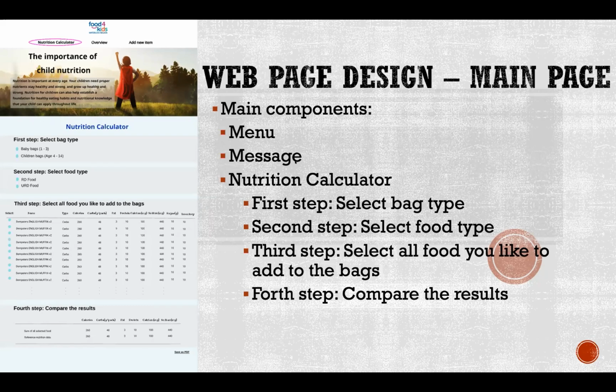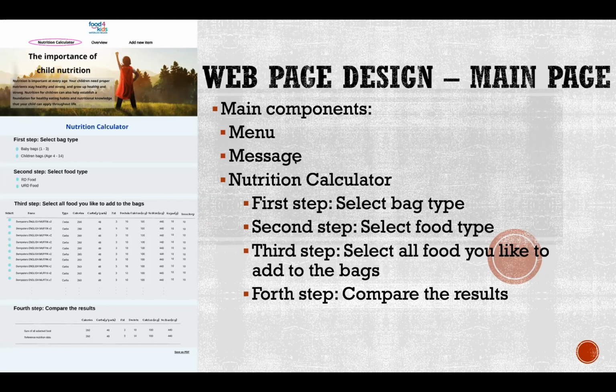Before starting to build the database or any other backend function, we used a website called Figma to draw down and design all the functions that we wanted to include. As you can see here, we have three main components for the main page. The first one is the menu section. The second one is a brief description of the importance of child nutrition. And the last one is the most important one, which is the nutrition calculator function.